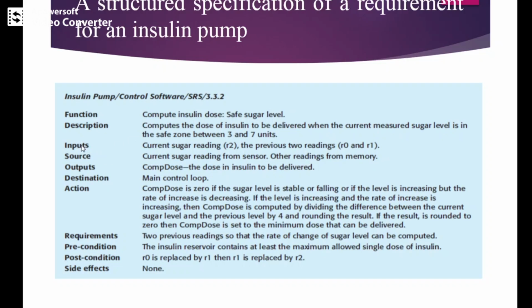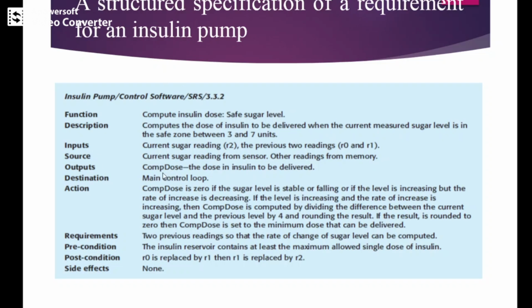Inputs. Let me see what inputs are given. Current sugar reading, that is R2. The previous two readings will be R0 and R1. So we are giving the current sugar reading R2, and the previous two readings R0 and R1. Source: from where did you get these readings? From the sensor, isn't it? So the current sugar reading is from the sensor, other readings from memory. The current sugar reading you get from the sensor embedded in the patient's body, and the other two readings are stored in the memory.